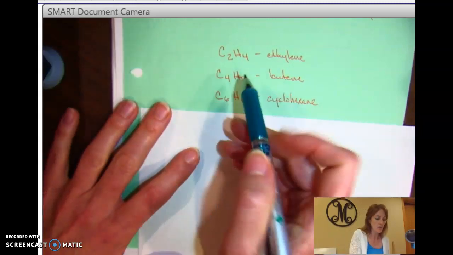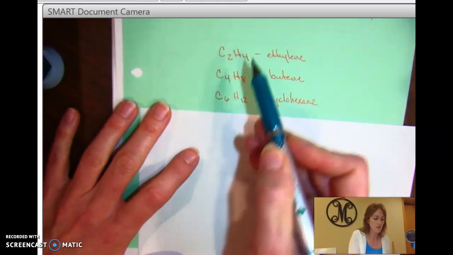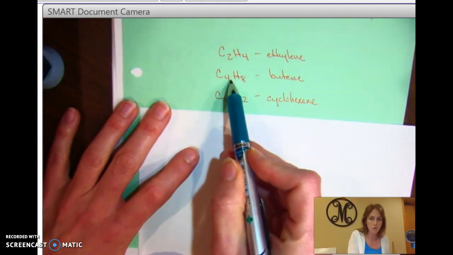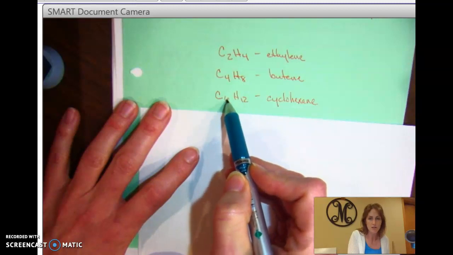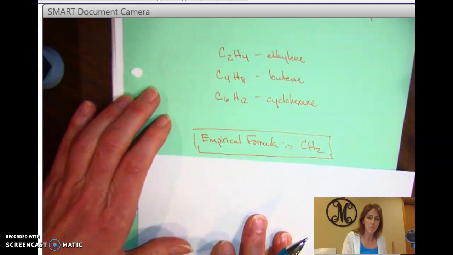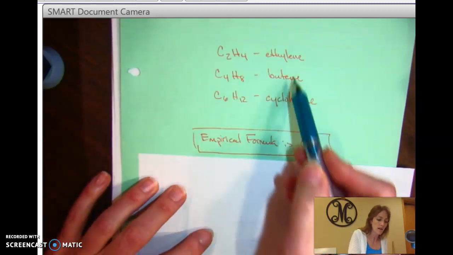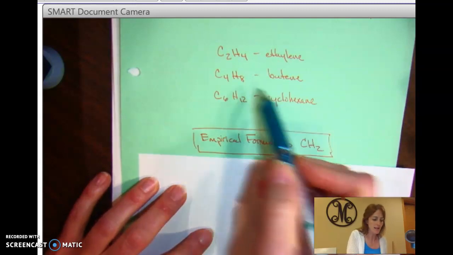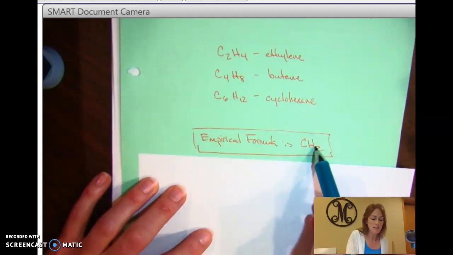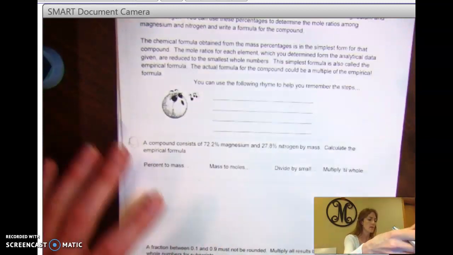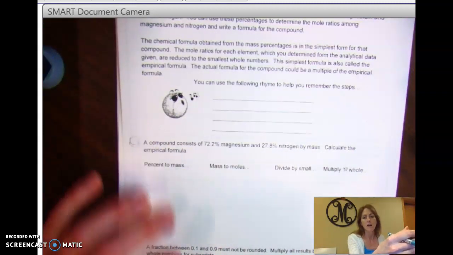Yet, if I take the ratio of carbons to hydrogens for each of these, it's a 1:2 ratio. This is a 1:2 ratio. So is this one. There's one carbon for every 2 hydrogens. So the empirical formula for these hydrocarbons is CH2. So again, it doesn't tell me exactly what I have, but it tells me the ratio of elements in the compound. So how do we determine what the empirical formula is?